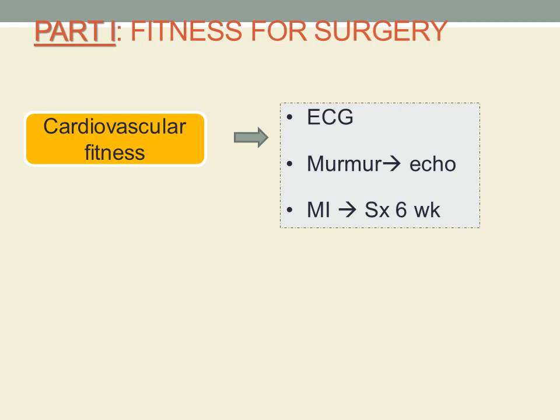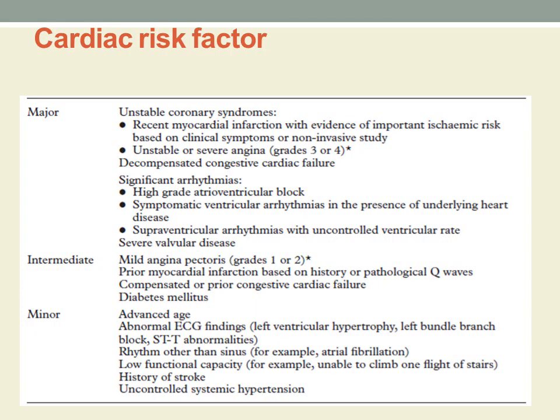The revised cardiac index has 6 variables which include high-risk surgery, which includes all thoracic surgery, history of ischemic heart disease, history of congestive cardiac failure, history of CVA or TIA, insulin-dependent diabetes, and serum creatinine of more than 177. The risk of major cardiac complications like MI, pulmonary edema, cardiac arrest or complete heart block increases proportionally to the number of risk factors. So cardiac risk factors could be major, intermediate or minor.